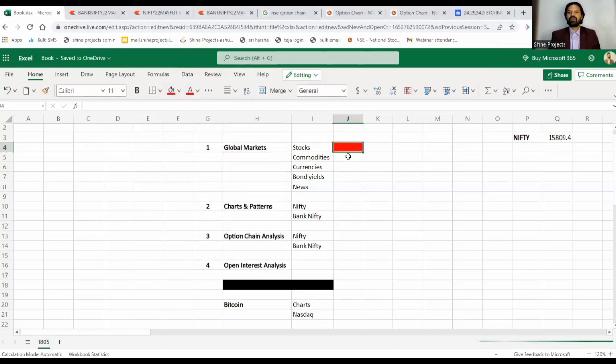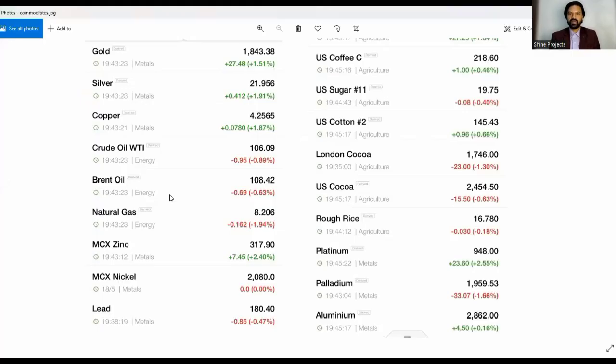Now we'll go to the analysis of commodities. We'll try to understand how the commodities are performing at this point in time. Once again, I have picked up the commodities data from investing.com. In the commodities, mainly we will be looking at gold and silver, number one, and Brent oil, number two, and in general, all the other commodities also.